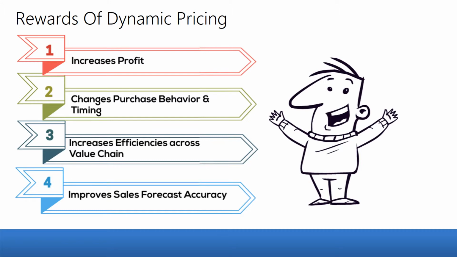In that same vein, as you increase your knowledge and control of pricing, you'll see increased efficiencies across the value chain. As your sales forecast accuracy increases, you will also see operation and supply chain efficiencies follow. All of those things will lead to cost reductions and increases in revenue.